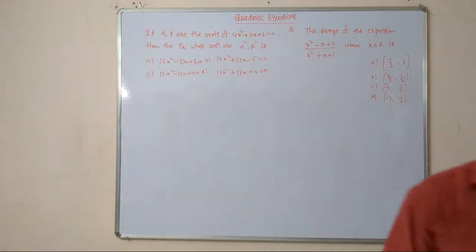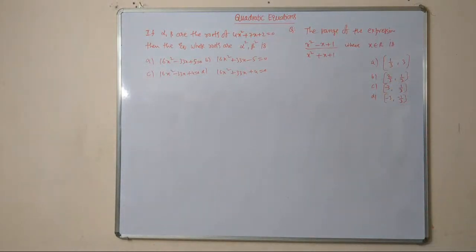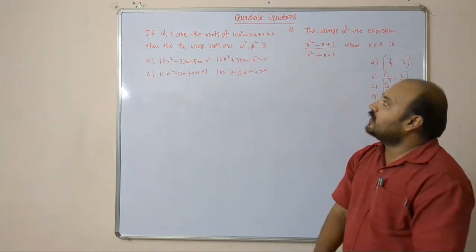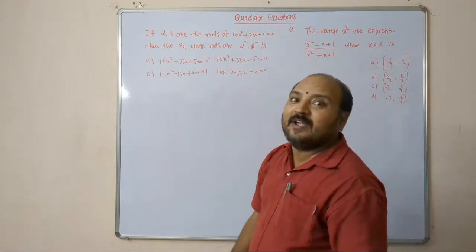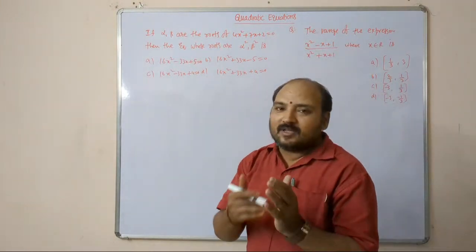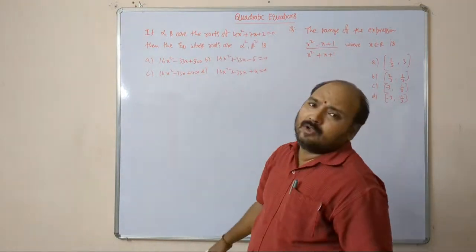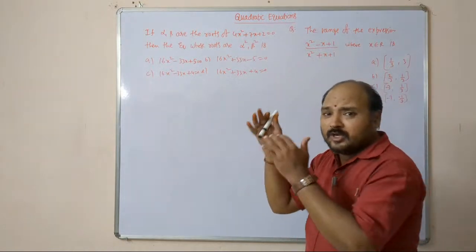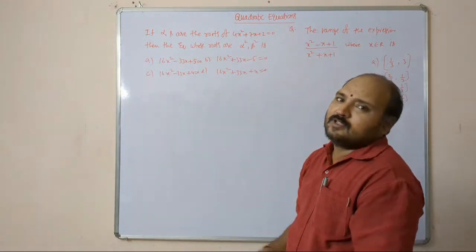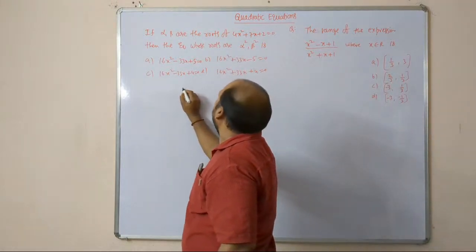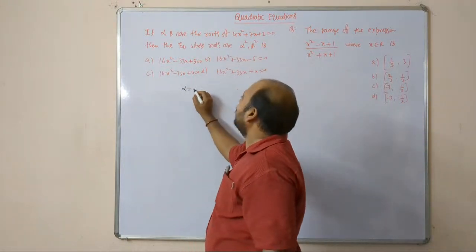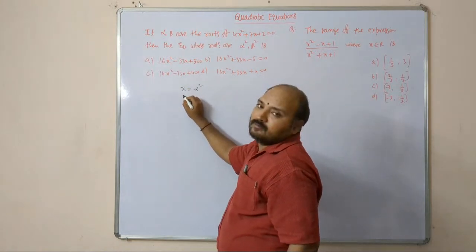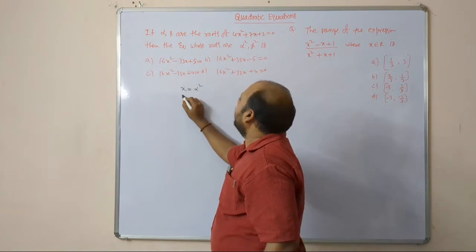So come to this question. If alpha, beta are the roots of this quadratic equation, then whose roots are alpha square, beta square? Generally the roots are alpha and beta. In place of alpha square, beta square, if you take and do that, it will take much time. So what they are telling is, roots alpha is equal to alpha square. So x I am taking here: x is equal to alpha square. Next, x1 you take it, x2 you take it.